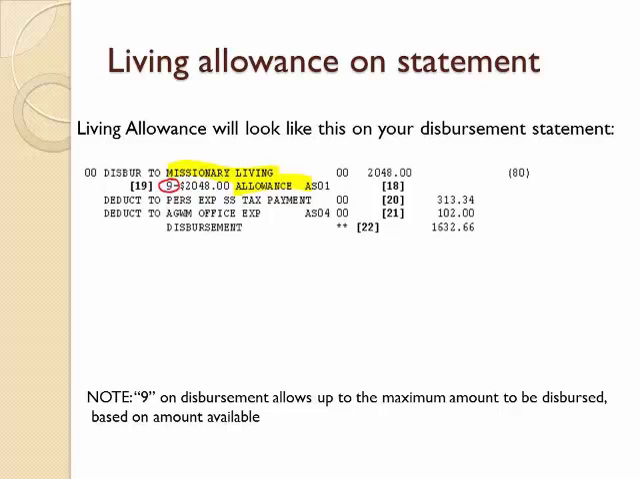And then there's an AGWM office expense that everybody pays. Basically, that's to run AGWM, in support of AGWM, and those are the two items that will come out of your living allowance.